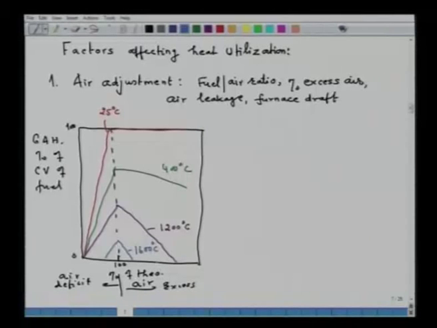Now, the whole idea or the reason for decrease in the gross available heat with the excess amount of theoretical air, that is, if you go on the right hand side of 100%, is essentially due to the excess amount of nitrogen and oxygen which will be available in the products of combustion as you increase the amount of air greater than the stoichiometric amount of air.